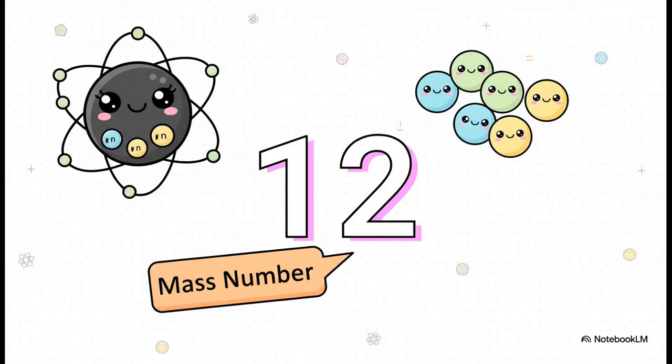Let's go back to our old friend carbon. We already know it has to have 6 protons. That's its ID, remember? Now, the most common type of carbon, the one you run into most of the time, also has 6 neutrons. So you do the math, 6 protons plus 6 neutrons gives us a grand total, a mass number of 12. Easy as that.